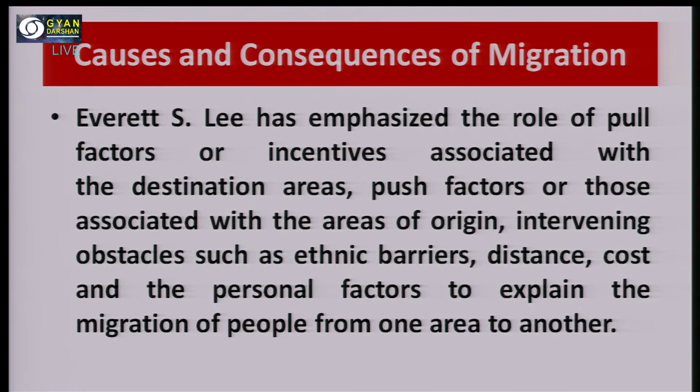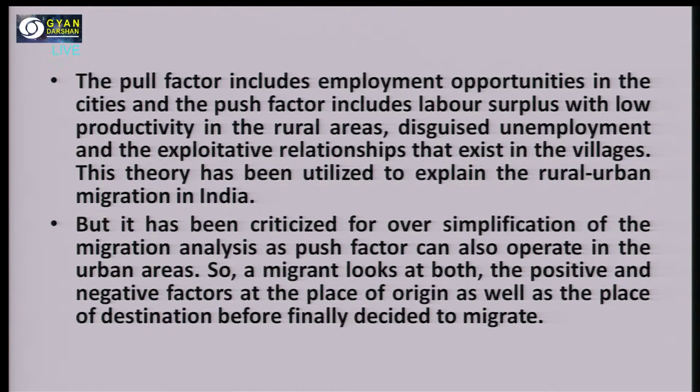Now, going ahead, let us understand the causes and consequences of migration. Everett S. Lee has emphasized the role of pull factors or incentives associated with the destination areas. Push factors are those associated with the areas of origin, along with intervening obstacles such as ethnic barriers, distance, cost, and personal factors, to explain the migration of people from one area to another. The pull factor includes employment opportunity in the cities, and the push factors include labor surplus with low productivity in the rural areas, disguised unemployment, and the exploitative relationships that exist in the villages. So, this theory has been utilized to explain rural-urban migration in India.